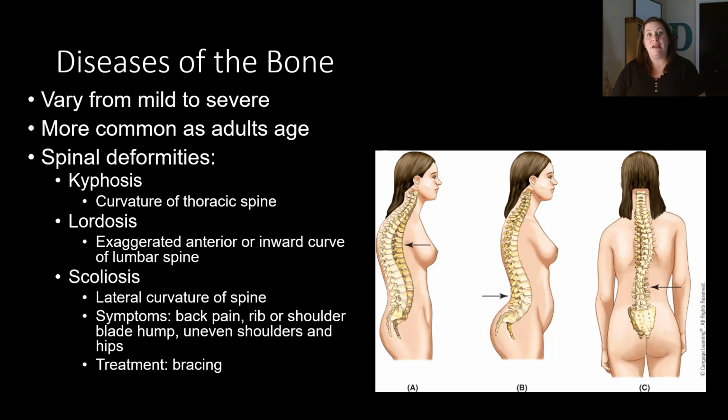These are all diagnosed by a physical examination. They can also do an x-ray to look at, especially when we talk about scoliosis, the actual curvature of the spine. And again, the big thing, it depends on the cause with treatment, but bracing is a big deal, or spinal surgery, especially for scoliosis.